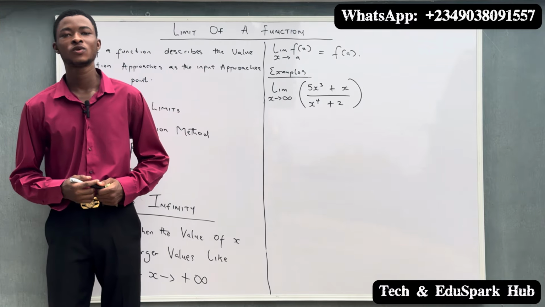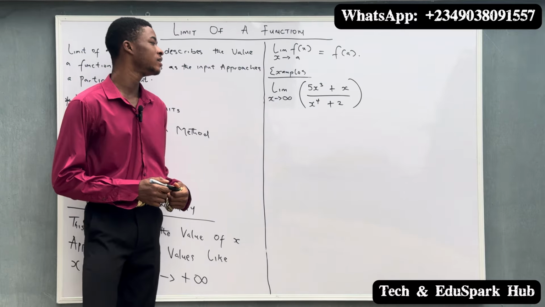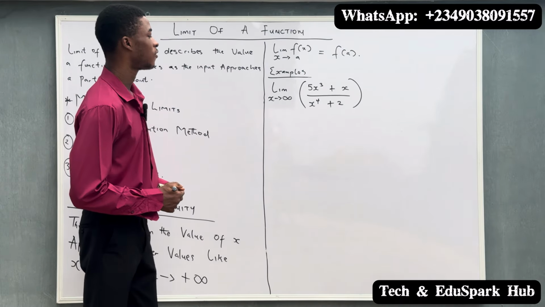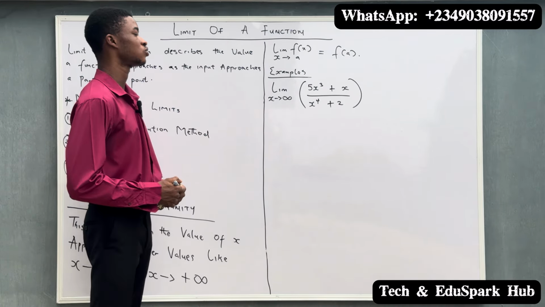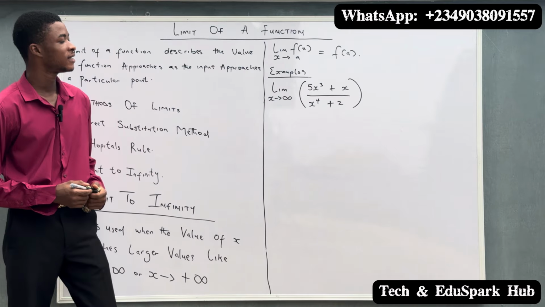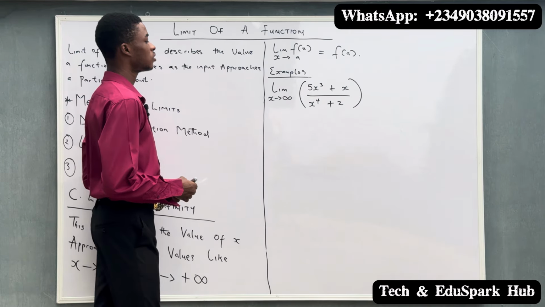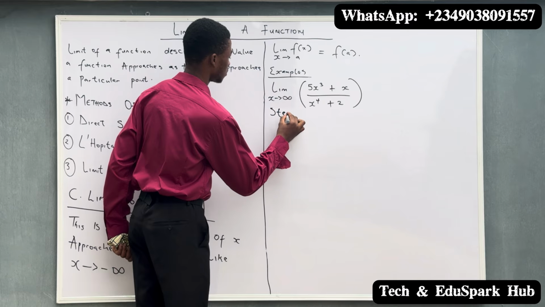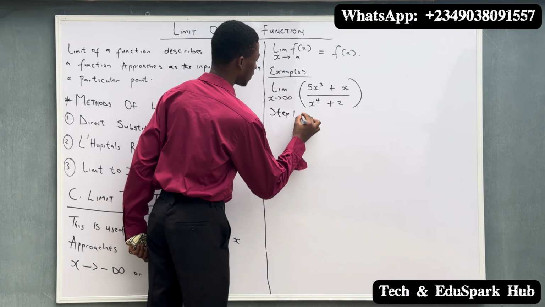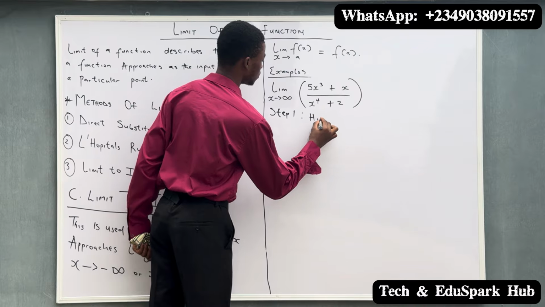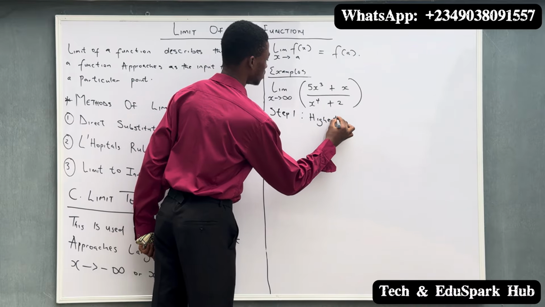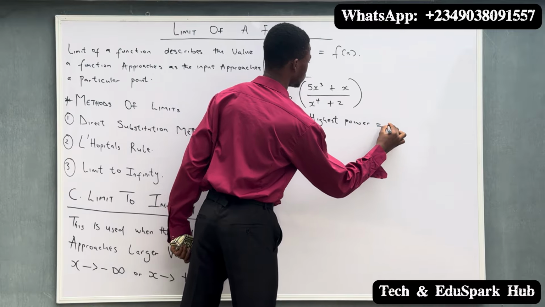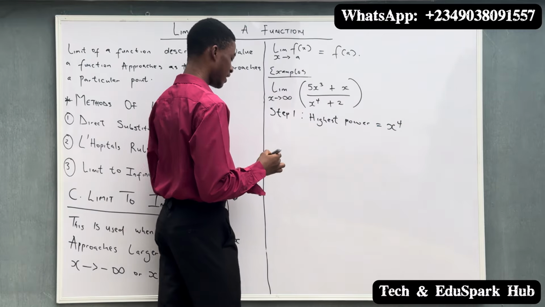Moving to the next question, we have the limit of 5x cubed plus x divided by x raised to power 4 plus 2 as x tends to infinity. So like I said earlier, whenever you want to solve any question under the limit to infinity, the first step, which is step 1, is to find what? The highest power. So the highest power here is what? Is equal to x raised to power 4. So that is the highest power that we have here.